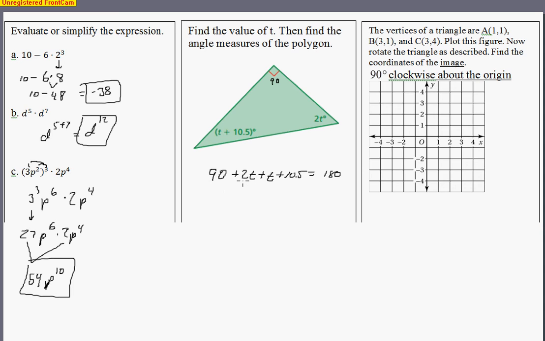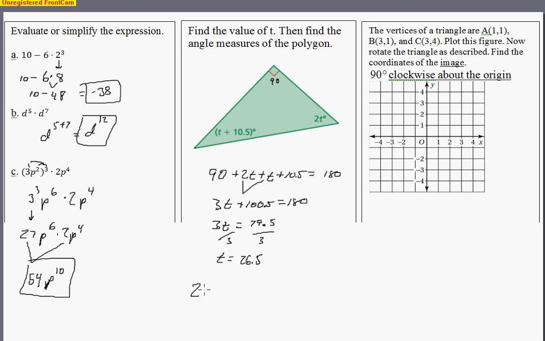And so from that point, I'll go ahead and collect some like terms. So I've got these two terms making 3t. 90 and 10.5 make 100.5 equals 180. So subtracting the 100.5 from both sides leaves me with 79.5. Dividing by 3, so showing that division there, t equals 26.5. And so now we know that value, so we can go ahead and substitute in for these variables here.